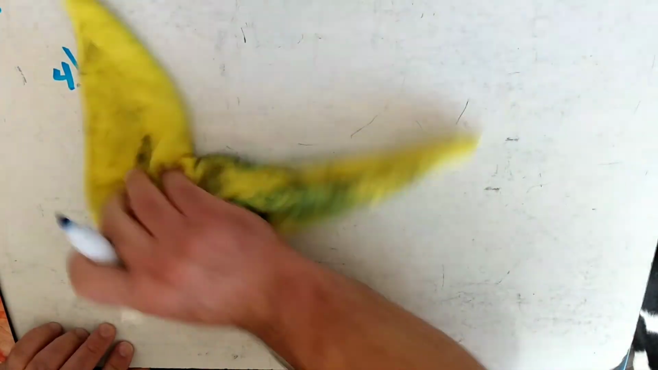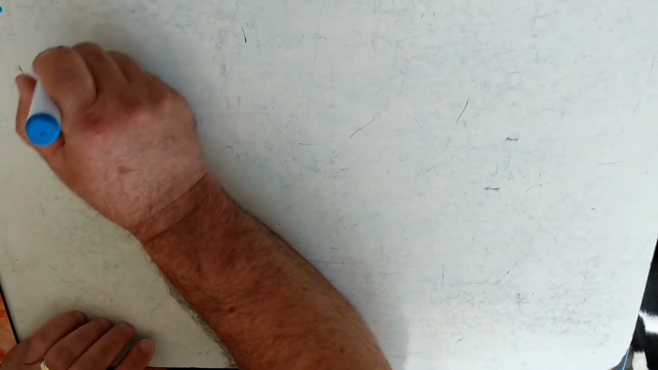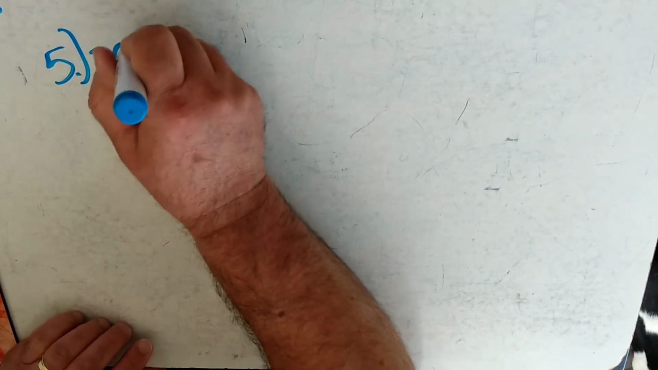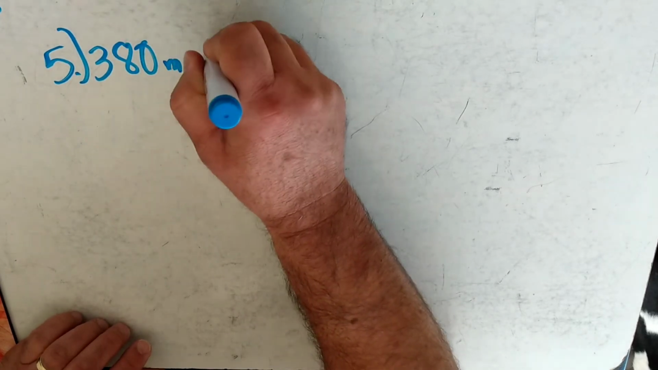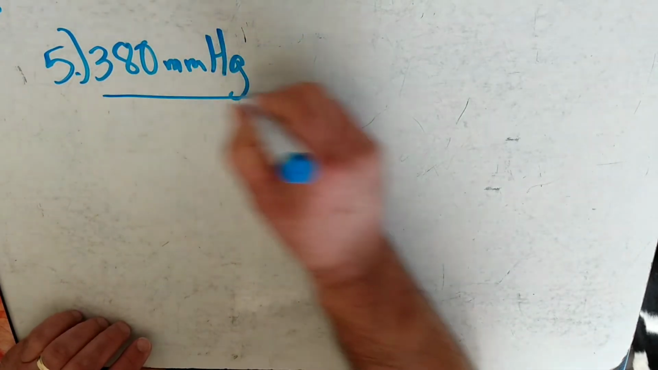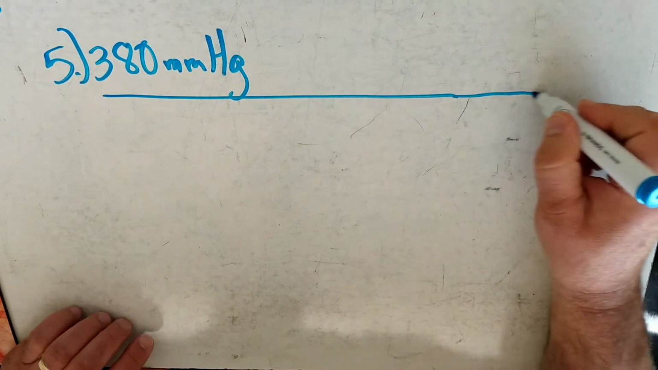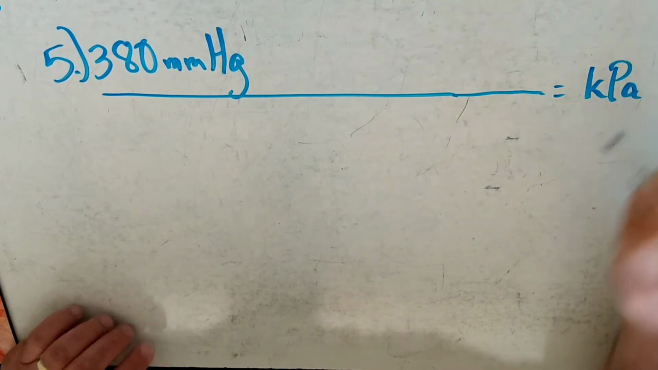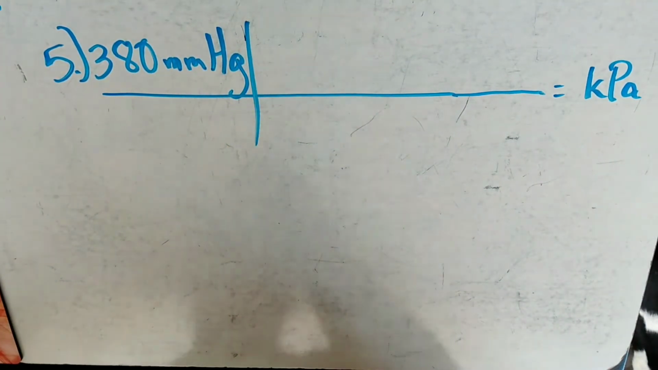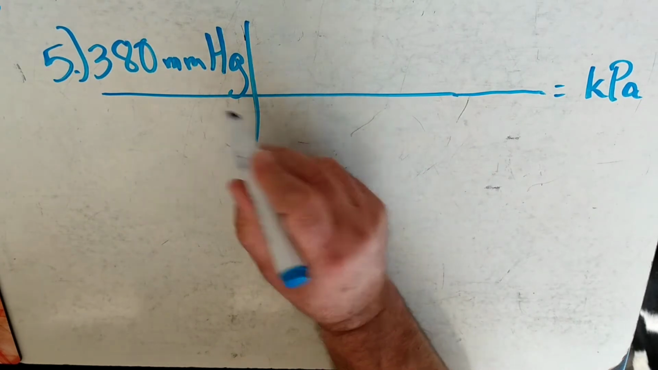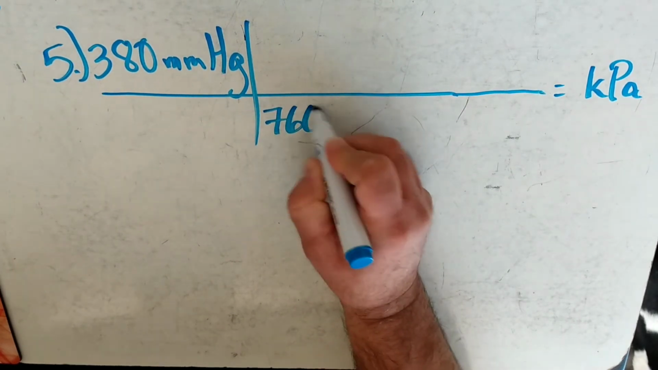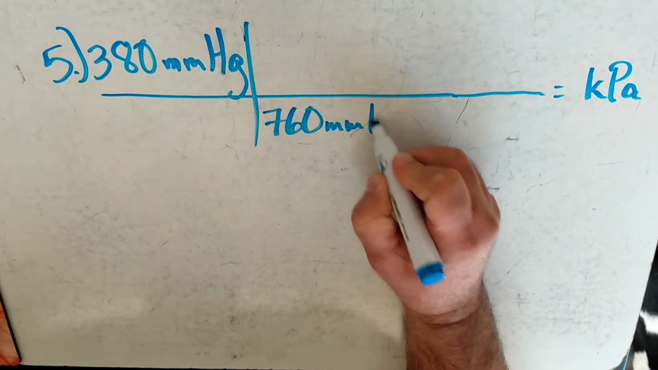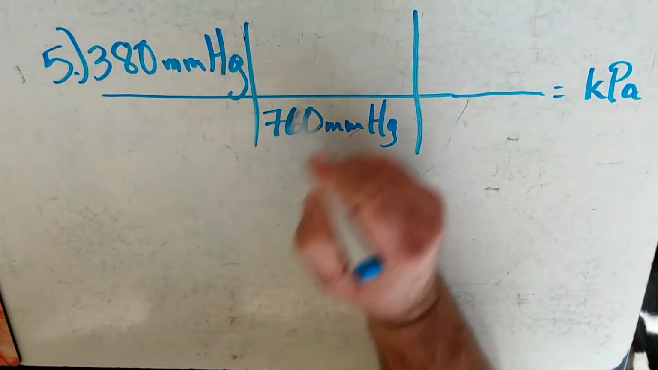Now, this one's asking you to start with, better put a 5, this one's asking you to start with 380 millimeters of mercury. And it wants to know right away how many kilopascal that is. Okay. So again, looking back at those notes, we know that 760 millimeters of mercury equals 1 atmosphere.